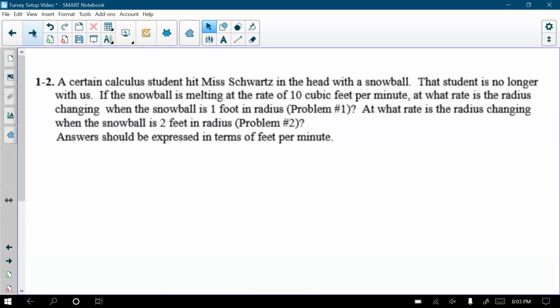Number one, a certain calculus student hit Miss Schwartz in the head with a snowball. Not very nice. That student is no longer with us. Makes sense. That makes a lot of sense.